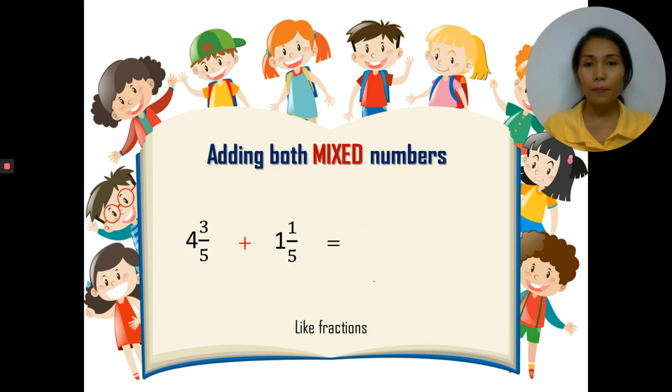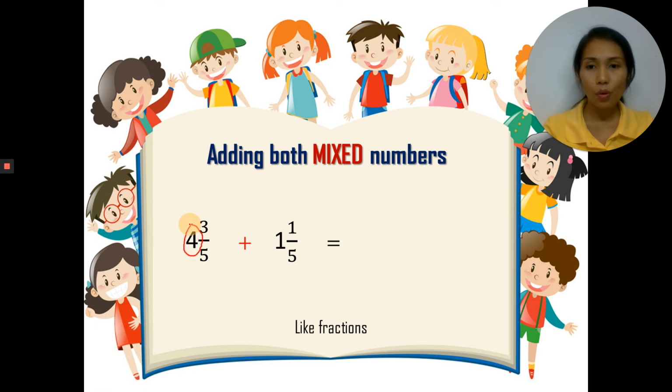So let's try this one, adding both mixed numbers. The first one was a fraction and a mixed number. In here, they are both mixed numbers. So let's see. We can use the first method that I told you, to separate the whole number from the fraction. Okay, let's see.